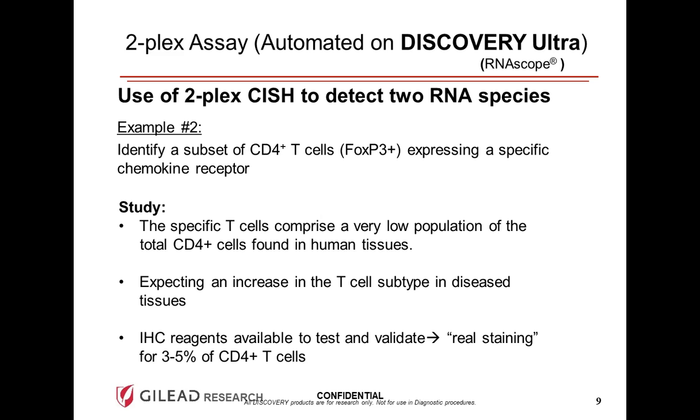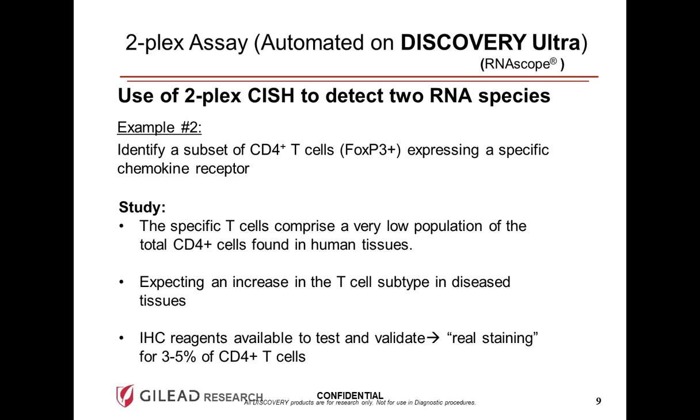A little background on the study. The specific T cells comprise a really low percentage of the population. I think we're looking at about 3 to 5% of the total CD4 positive cells found in human tissues. And we were expecting an increase when looking at diseased tissues, and we wanted to be able to detect this.